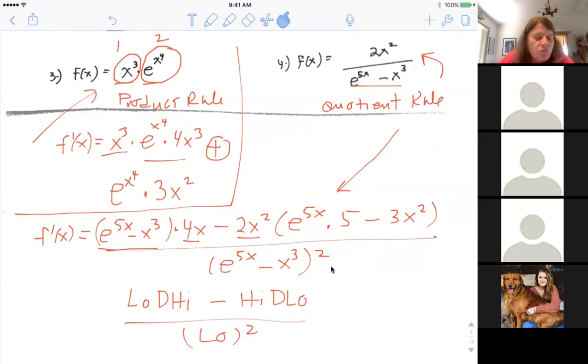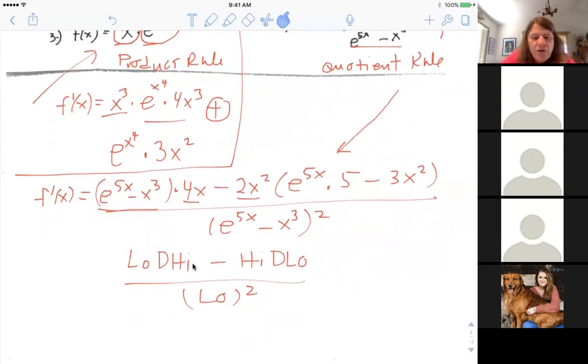Guys, get the quotient rule right. You got your book in front of you. Go look it up. Don't leave off the bottom. It's over the bottom squared. And what we had, when we talked about this, we said it was like low d high minus high d low over low squared.